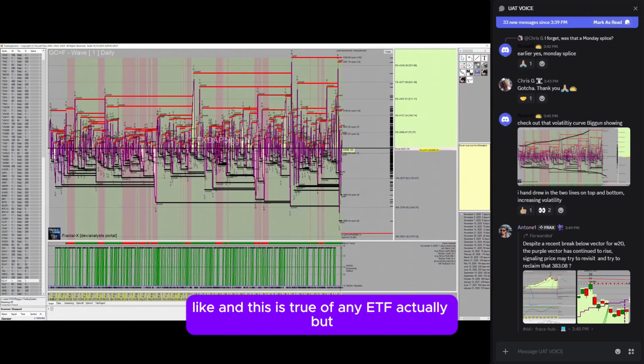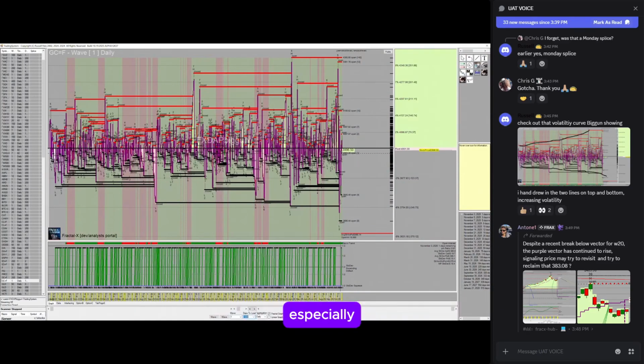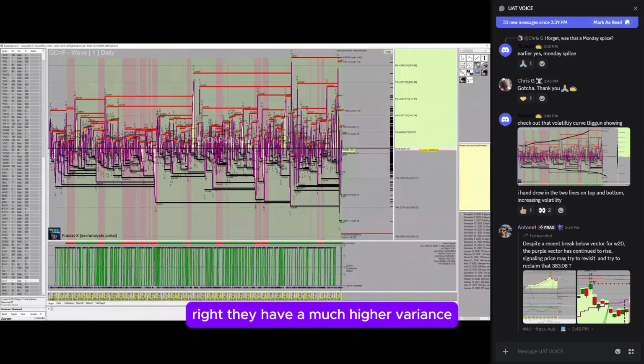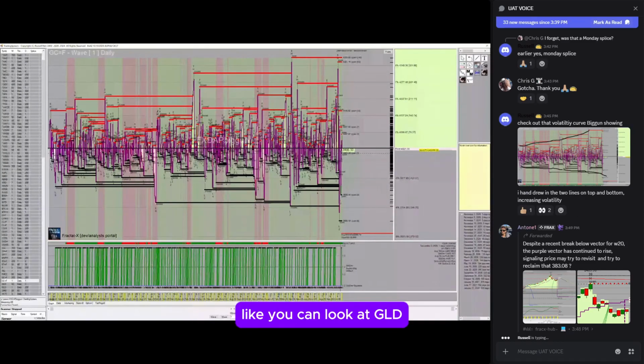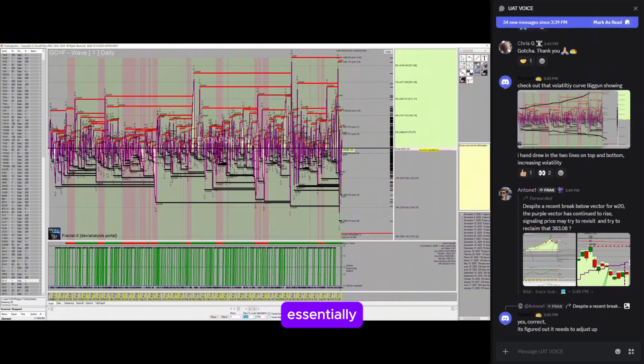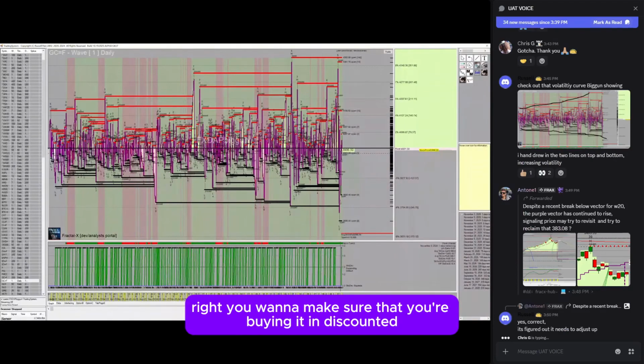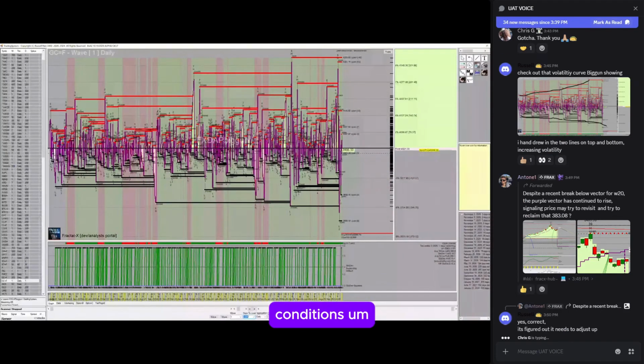This is true of any ETF actually, but especially for these commodities, right? They have a much higher variance, and you need to keep that in consideration. You can look at GLD on their website, at times when GLD has a premium to the gold futures and a discount, right? If you're sniping GLD LEAPS or stock or whatever, you want to make sure that you're buying it in discounted conditions.